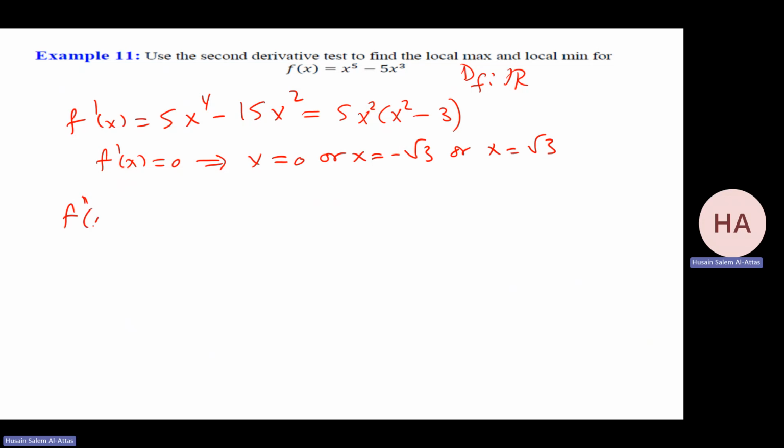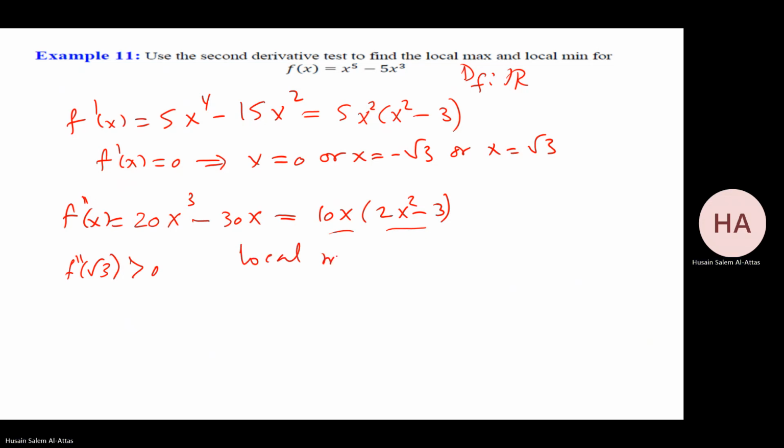Now find f double prime. That will be what? 20x cubed minus 30x. Can take 10x common factor. I have what? 2x squared minus 3. Now check f double prime of square root of 3 will be what? This is positive. This is positive. That will be positive. I don't care about the value. We care only positive. So I have local minimum here at x equals square root of 3.